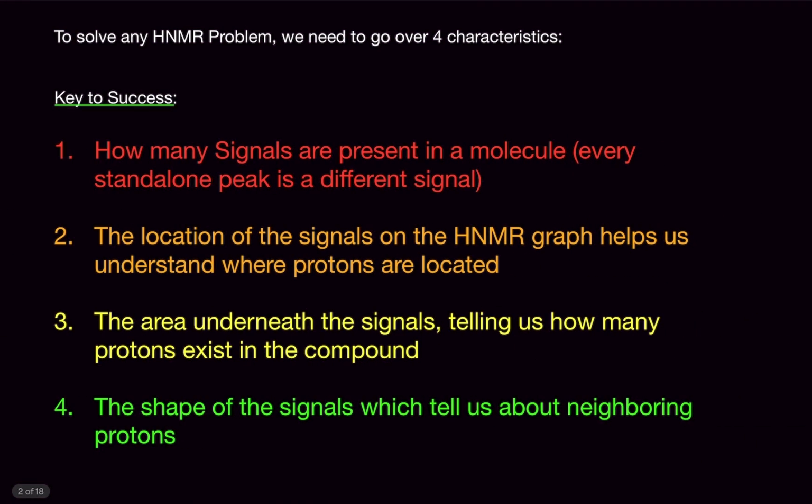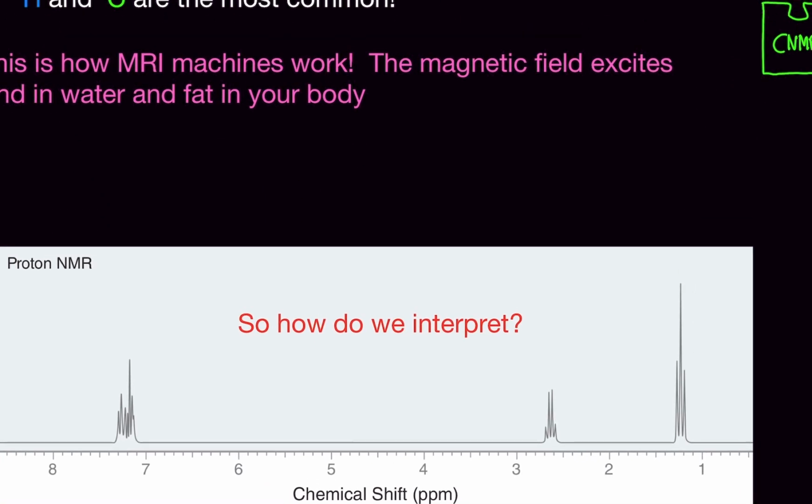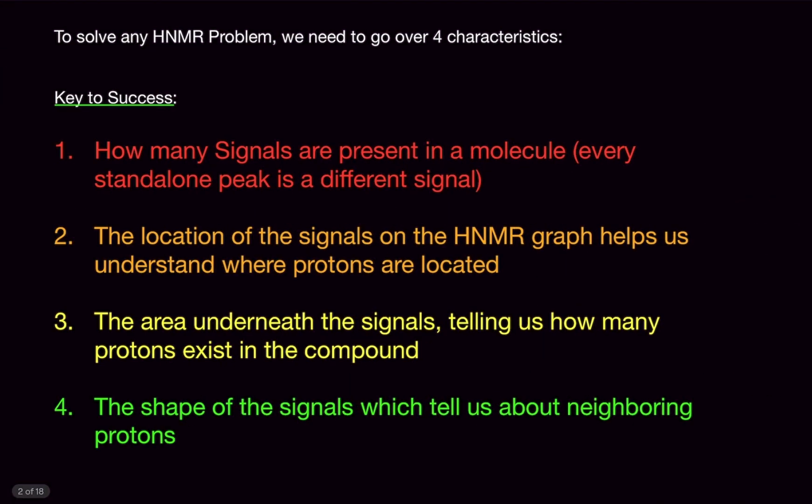Number 3, the area under the signals tells us how many protons exist in the compound. It is actually not written here, but when we get to that part, it's going to be super easy to understand. And number 4 tends to be a characteristic that a lot of students get scared of. And honestly, it's not too bad as long as you know number 1. And this tells us the shape of the signals can tell us about neighboring protons. So, I'm going to be honest with you guys. Number 1 is the hardest one. If you can figure out number 1, you are home free for everything else about HNMR. Okay? It's just number 1.